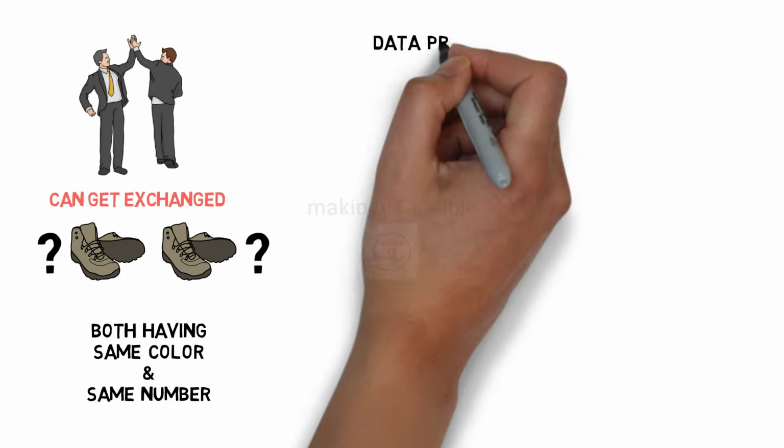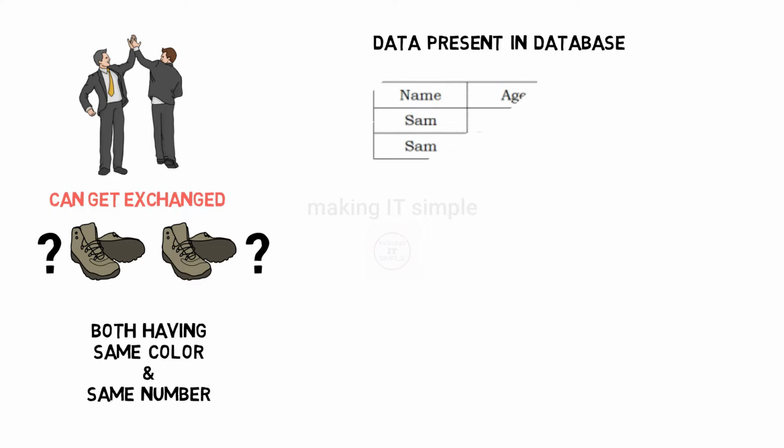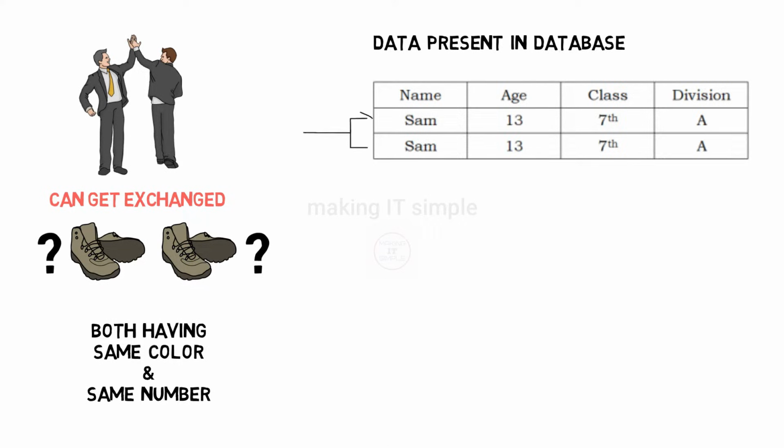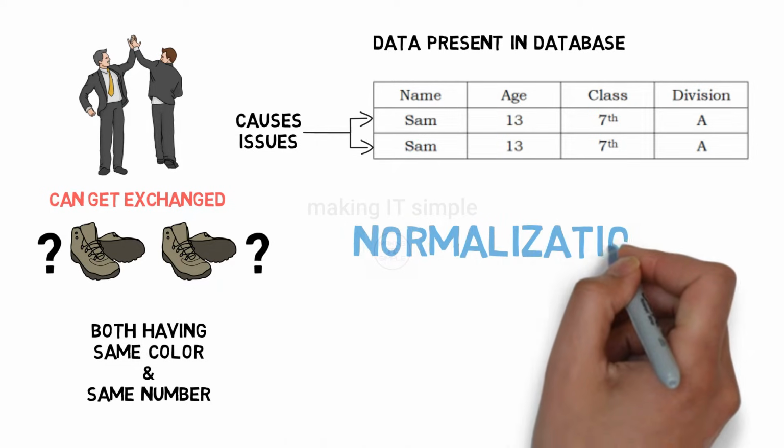A similar situation can occur with the data in a database. If there is redundant data, that means if there is similar data, we can face some issues. The solution to this problem is normalization.